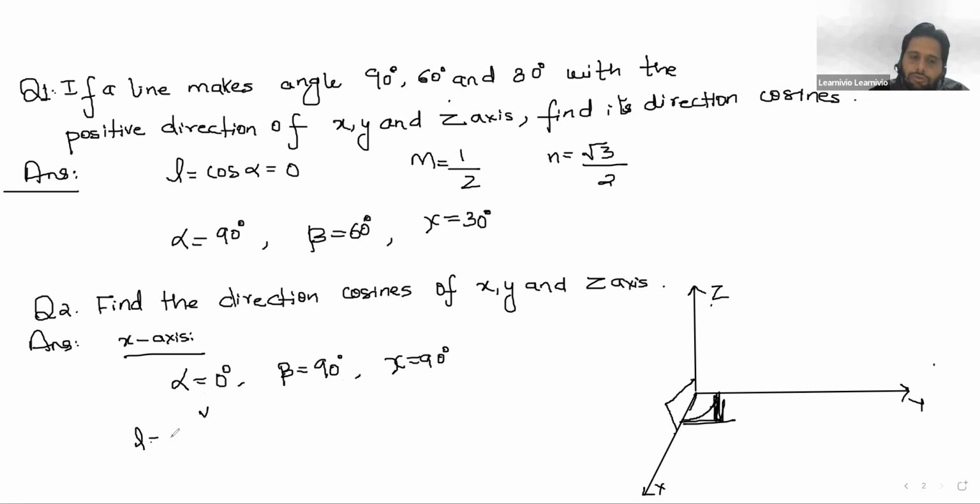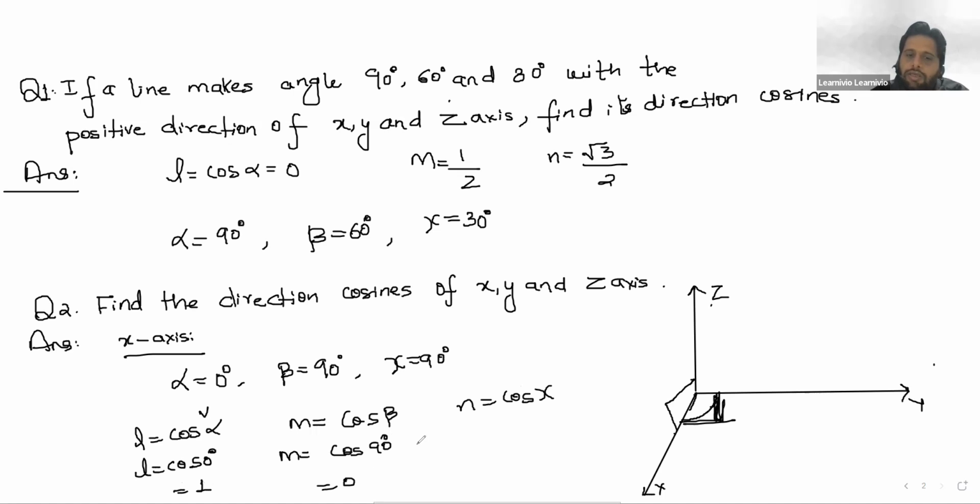So l is equal to what? Cos alpha. m is equal to cos beta, and n is equal to cos gamma. Okay, so l you will get as cos 0, which is equal to 1. m is equal to cos 90, which is equal to 0. And n is equal to cos gamma, which is again cos 90. It is also 0. Okay, so I hope this is clear to everyone. Now we have found it for the x-axis. Similarly, find for the y-axis and z-axis and share your answer.